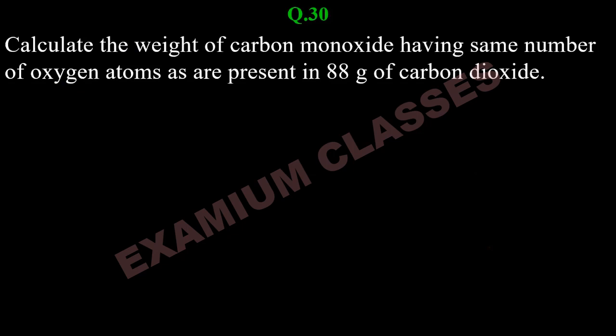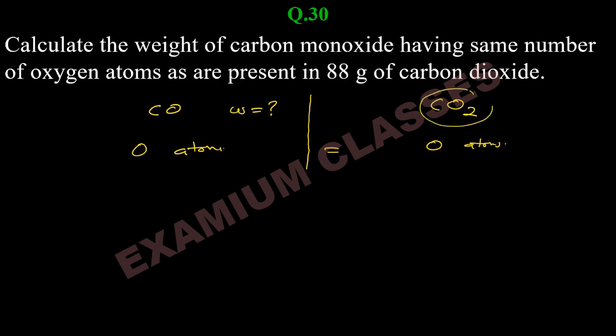Calculate the weight of carbon monoxide having the same number of oxygen atoms as are present in 88 grams of carbon dioxide. Now here one is a molecule, the other one is an atom. If you are not able to understand, the easiest way is to write side by side. The question says you have to calculate the weight of carbon monoxide, having the same number of oxygen atoms. Oxygen atoms are equal to oxygen atoms here. But in carbon dioxide, one molecule has double the oxygen atoms.